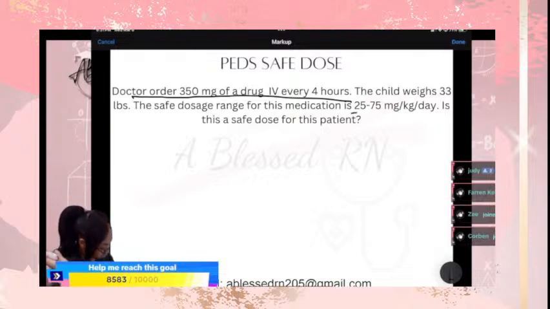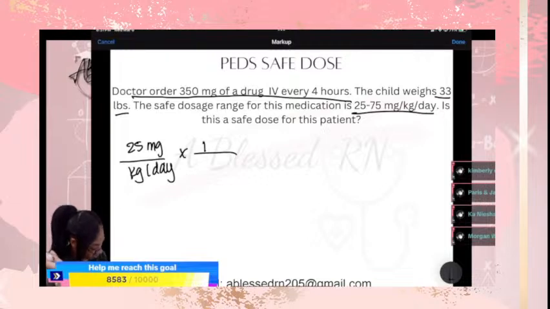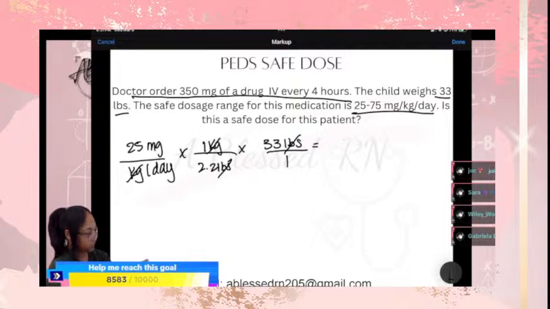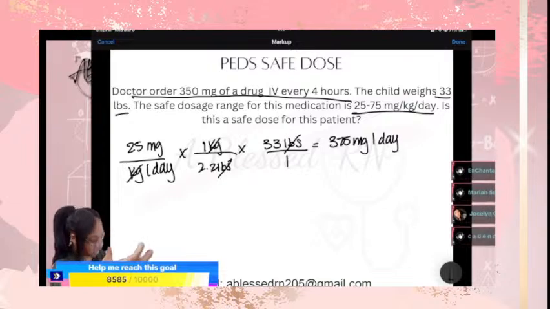Okay, so that means we'll go right here. So our patient's weight is 33 pounds, and then the least that they can get is 25 milligrams per kilogram per day. Our patient's weight is in pounds, so we'll do 1 kg is 2.2 pounds. Kgs cross out, and then we'll put 33 pounds on the top. It's not in a relationship with anything else, so we'll put it over 1, okay? So then we'll do 25 times 33 divided by 2.2. So that's going to be 375 milligrams per day. So that's the least amount.